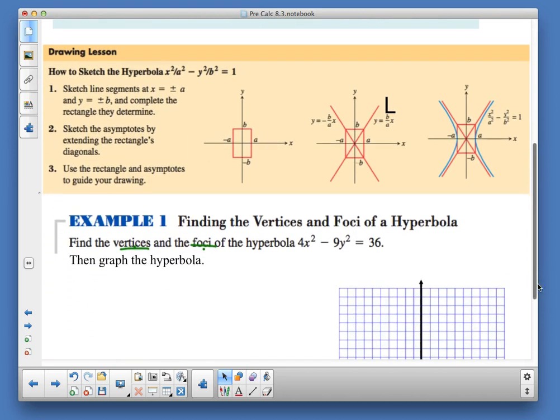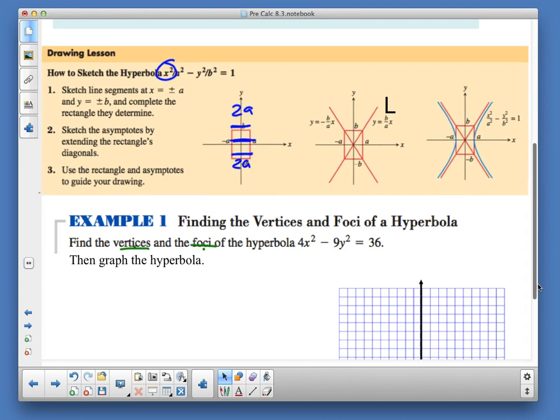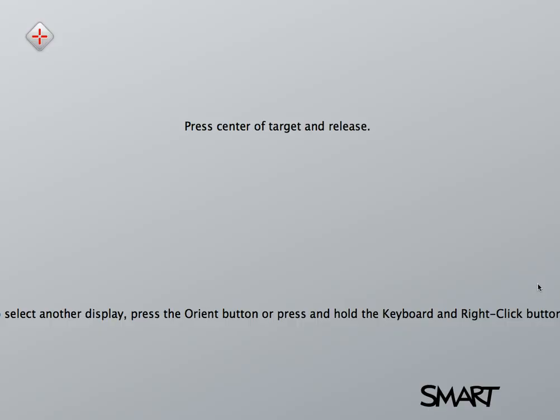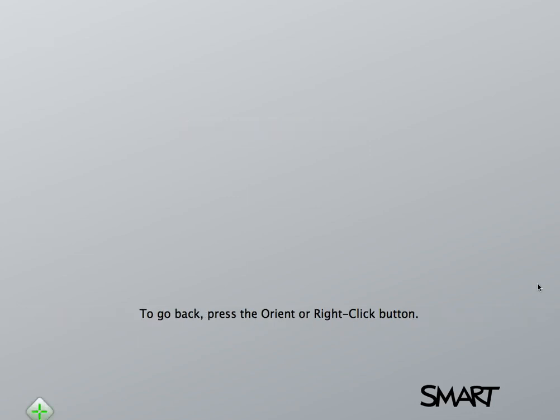Now, when I was talking about the box method of graphing, you sketch line segments at x equals plus or minus a. So this is my transverse axis, and it is 2a wide. That's the first thing you're going to do when you make these: you're going to make a box. And the directions say X is first, so it's going to be horizontal. This is your transverse axis, so that extends to, good Lord, we're going to fix this board so I can actually grab something and it actually does it. I apologize for it.